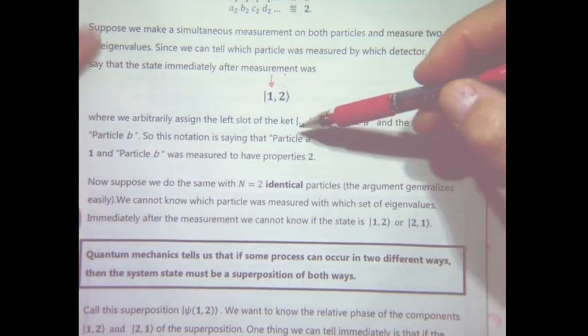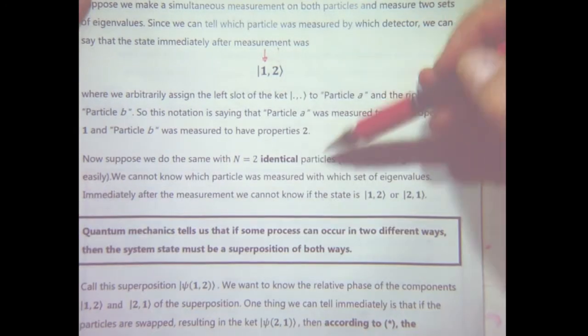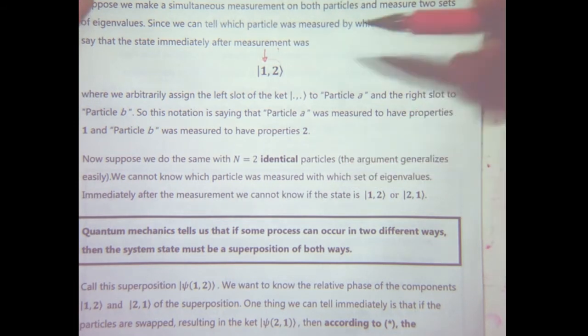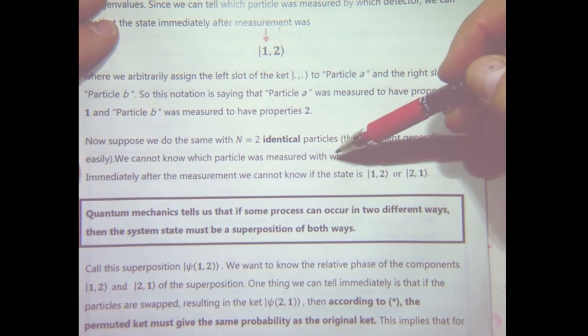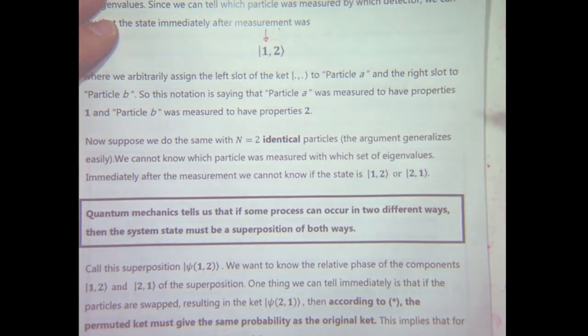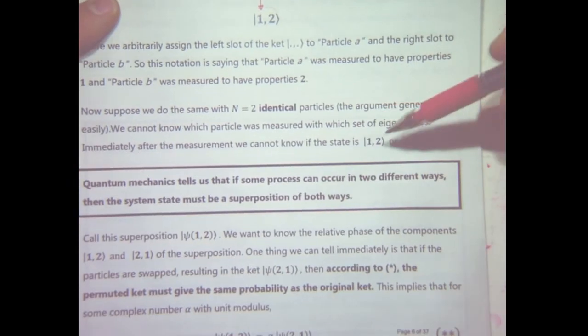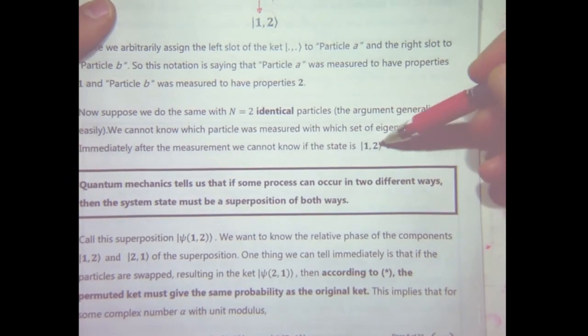Right, now suppose we do the same thing with two identical particles. But the problem is we can't know which particle is measured with which set of eigenvalues, because we don't know which particle entered the detector. Immediately after the measurement, we cannot know if the state is 1, 2 or 2, 1.